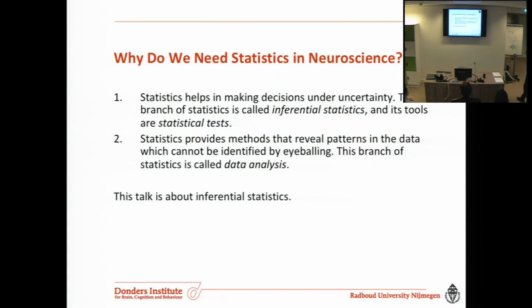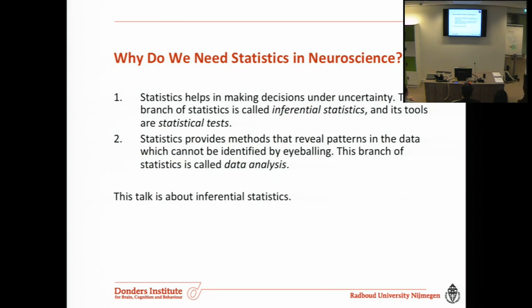Now, there is also a part of statistics which I will not cover, and that is the part of statistics that produces and evaluates methods that reveal patterns in the data which you cannot identify by eyeballing. And that's a part we call data analysis. And here are some examples. Principal component analysis, factor analysis, the Fourier transform. For some people, this is a domain of statistics, although signal processing people might disagree, but Fourier analysis is a typical example of a method that you can use to identify patterns in the data which you are unable to see if you would just look at the raw data that comes out of an EEG or an MEG machine. And there are many more.